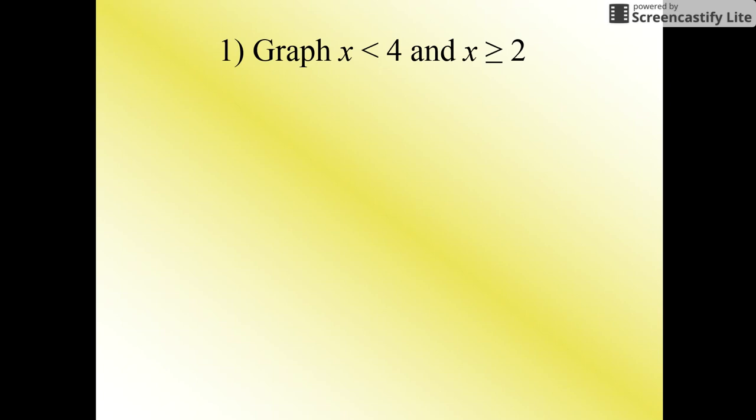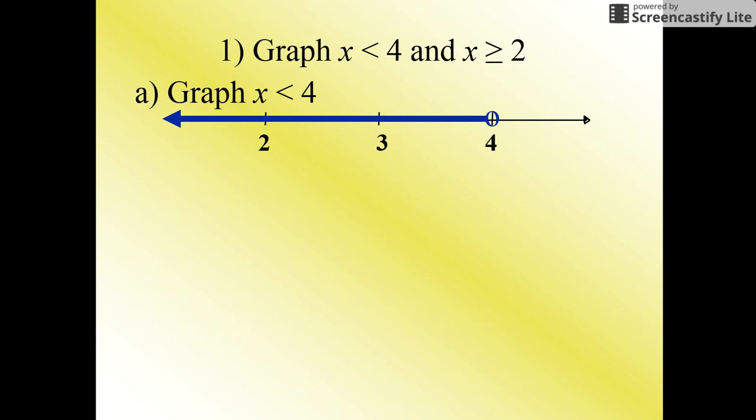We're going to graph x is less than 4 and x is greater than or equal to 2. Let's start by graphing just the first one, x is less than 4. Open circle at 4 and everything to the left is shaded. Let's graph x is greater than or equal to 2. This time we're going to have a closed circle at 2 and everything to the right.